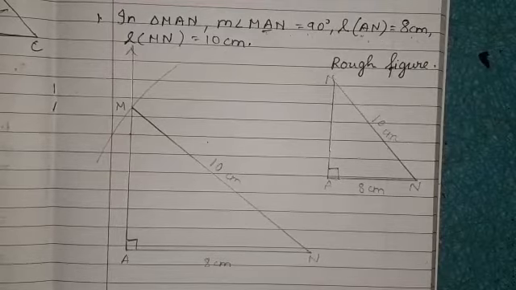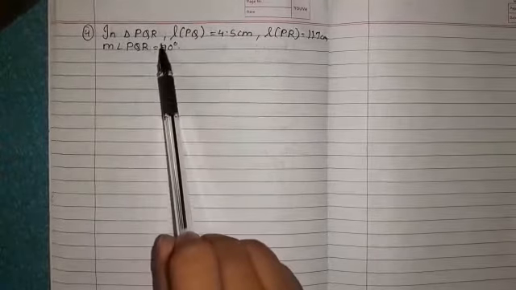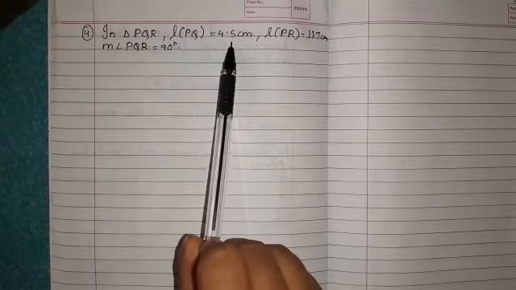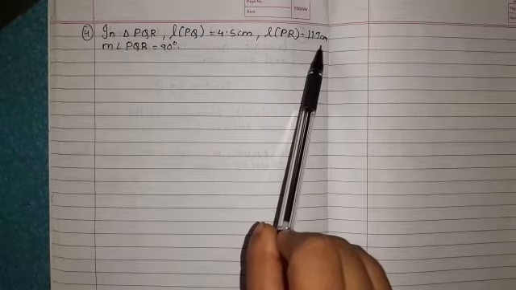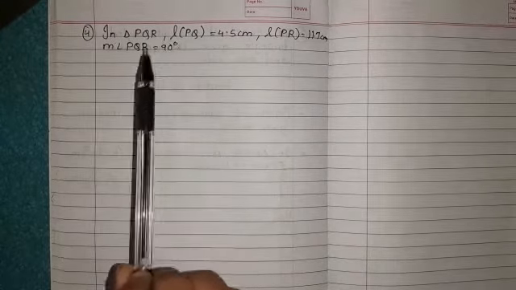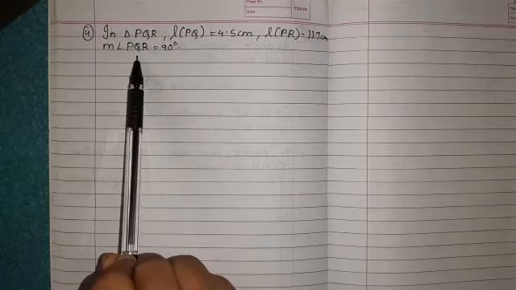So did you understand the construction? It's very easy and simple construction. So now I am solving question 4 for you all. See here. In triangle PQR, length PQ is equal to 4.5 cm and length PR is equal to 11.7 centimeter. Measure angle PQR is equal to 90 degree. Means this is a right angle triangle at angle Q.